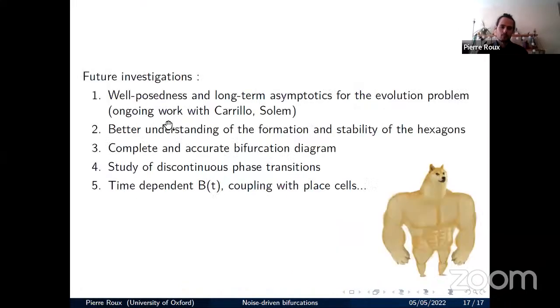So for the perspectives, we are already working on well-posedness and long time asymptotics for the time evolution problem. And we have to better understand the formation and stability of the hexagons, have a better bifurcation diagram, study discontinuous fast transitions, which can be very hard when you don't have an energy structure like a gradient flow or something that helps you, and put back the time-dependent B of t or coupling with other types of neurons that are involved in this process.